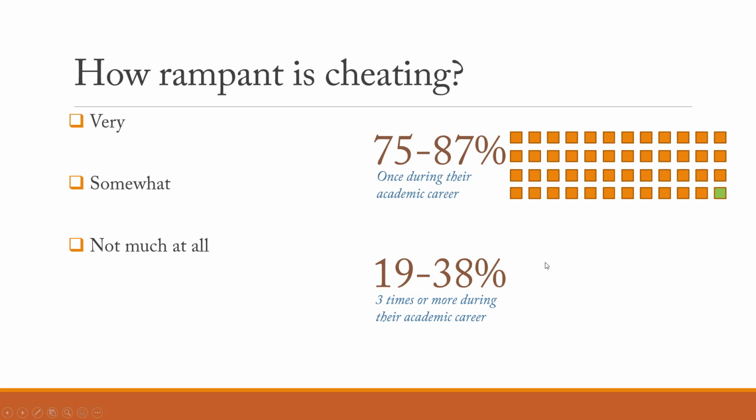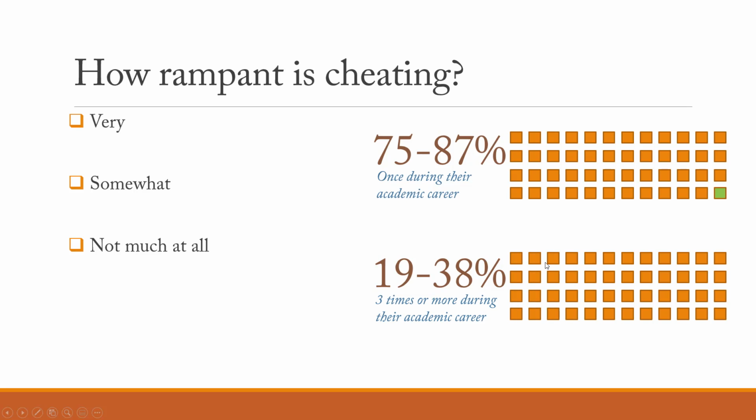And again, this could mean some students only cheat 3 times throughout their entire academic career. Could mean some cheat 5. Could mean some cheat all the time. That there's extremely wide variability here. But we know that the number of students who cheat all the time is extremely low.